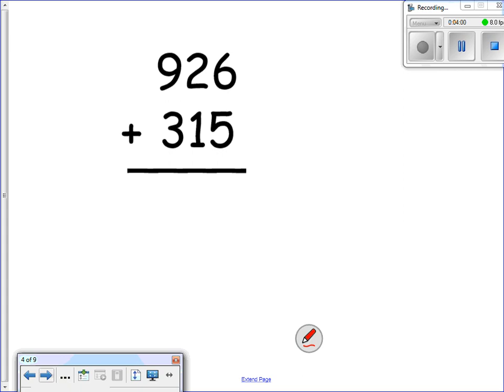Keep going here. 6 plus 5 is 11. 1 plus 2 is 3, plus 1 is 4. 9 plus 3 is 12. Then I put a comma in there.